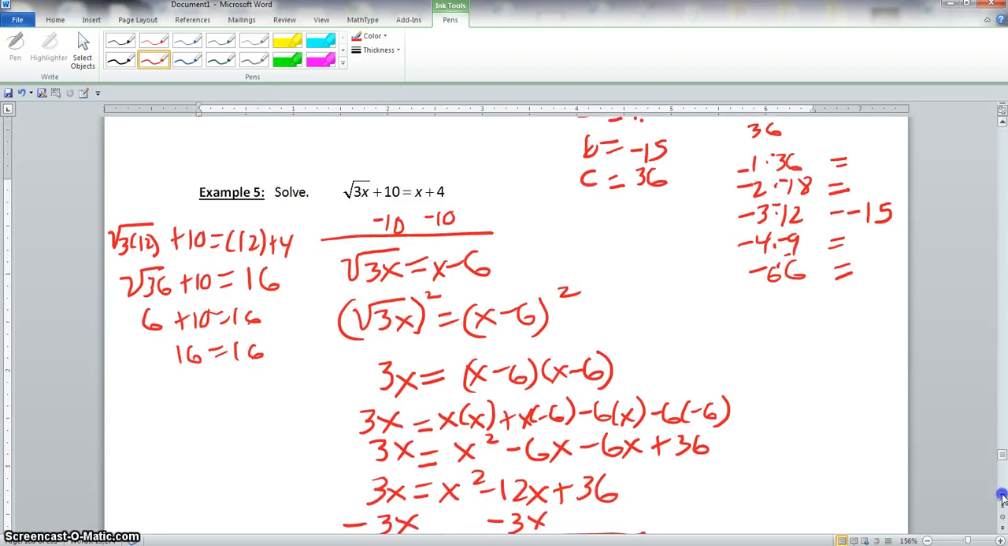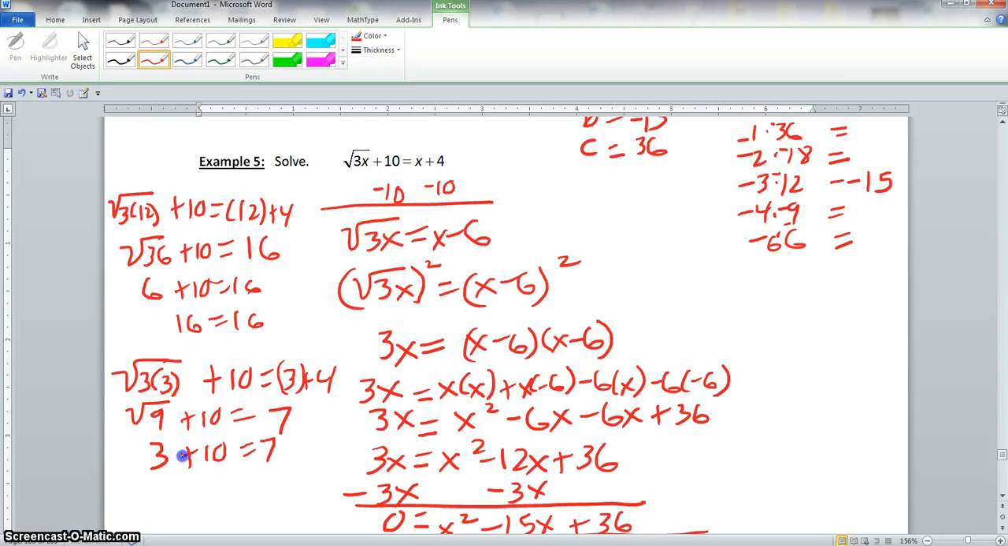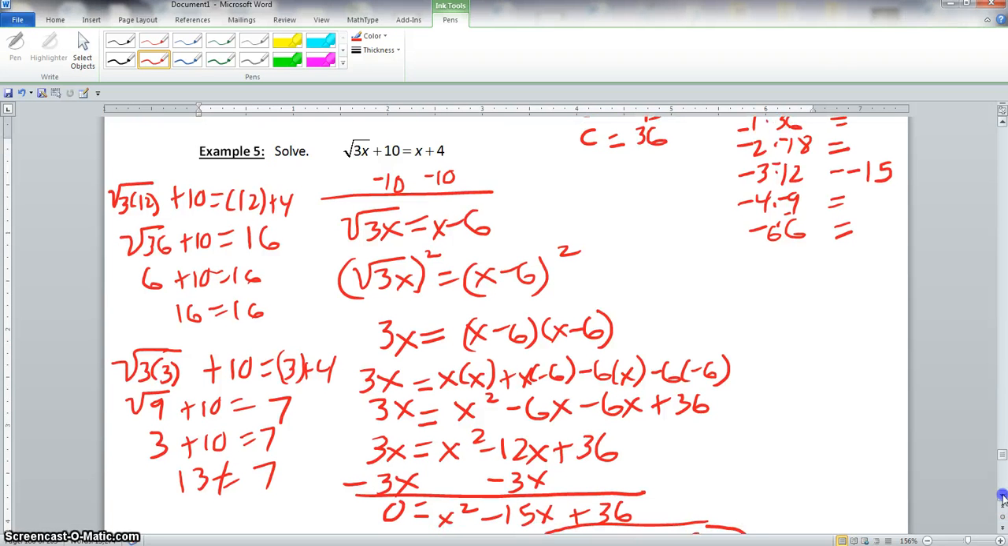So taking the same equation, we're going to put in 3 for x. So we have the square root of 3 times 3 plus 10 is equal to 3 plus 4. So we have the square root of 9 plus 10, and 3 plus 4 is 7. The square root of 9 is 3, plus 10 is 13, and we know 13 does not equal 7. So 3 does not work.